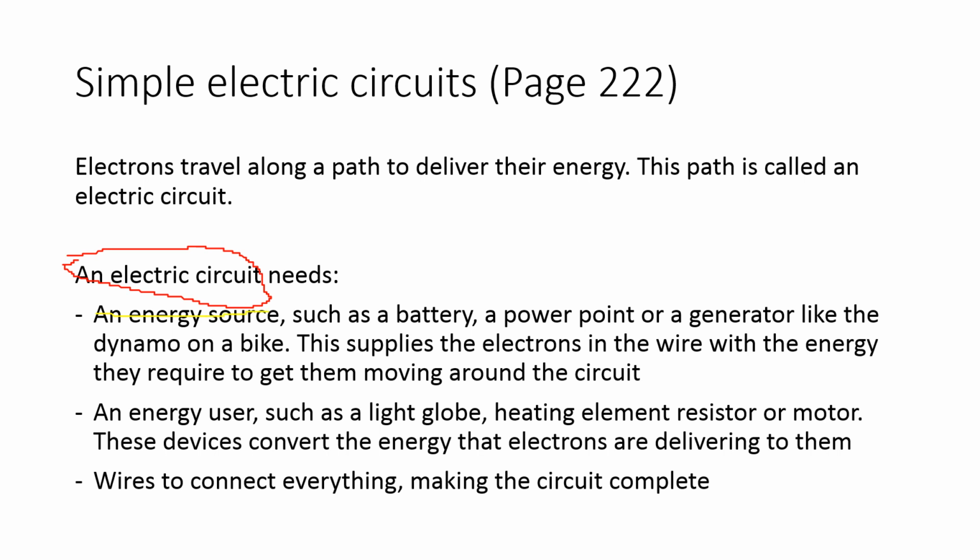I'll change this to a highlighter. Maybe that's a little bit better. So an energy source such as a battery, power point, or a generator like the dynamo on a bike. This supplies the electrons in the wire with the energy they require to get them moving around the circuit.